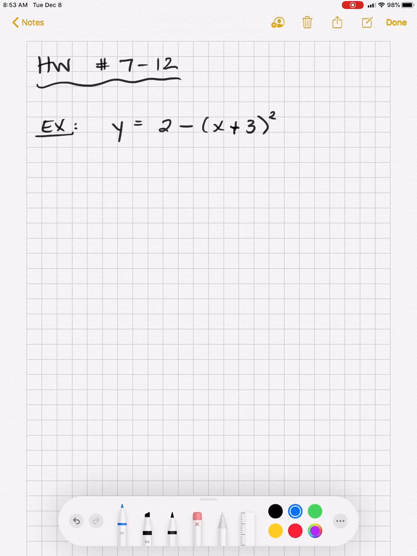So the first thing that I'm going to do is take the 2 and tack it on in the back. So this is really going to be -(x + 3)^2, and we're going to scooch the 2 over to the back and tack on a plus 2. What we need to be able to get by looking at this is we need to be able to identify the vertex, and we need to be able to identify the a value. Those are the two things that we're going to graph.